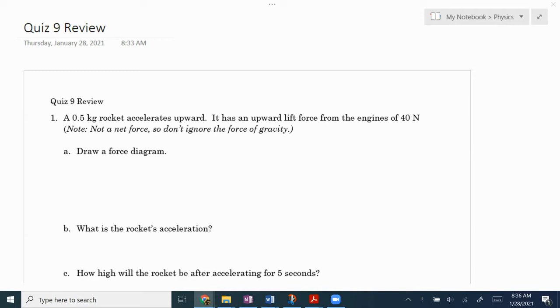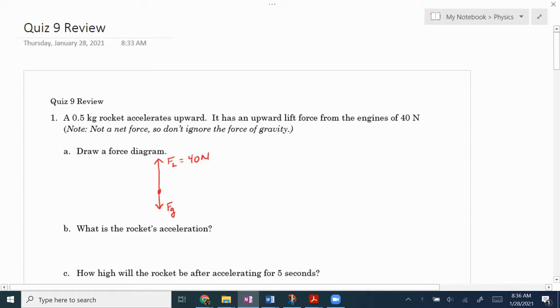Here we go. So first up, we have a 0.5 kilogram rocket that accelerates upward. It has an upward lift from the engines of 40 newtons. So first up, we want to draw a force diagram. We have our upward force here, just call it FL for lift force. We know that's 40 newtons. And then we've got the force of gravity as well.